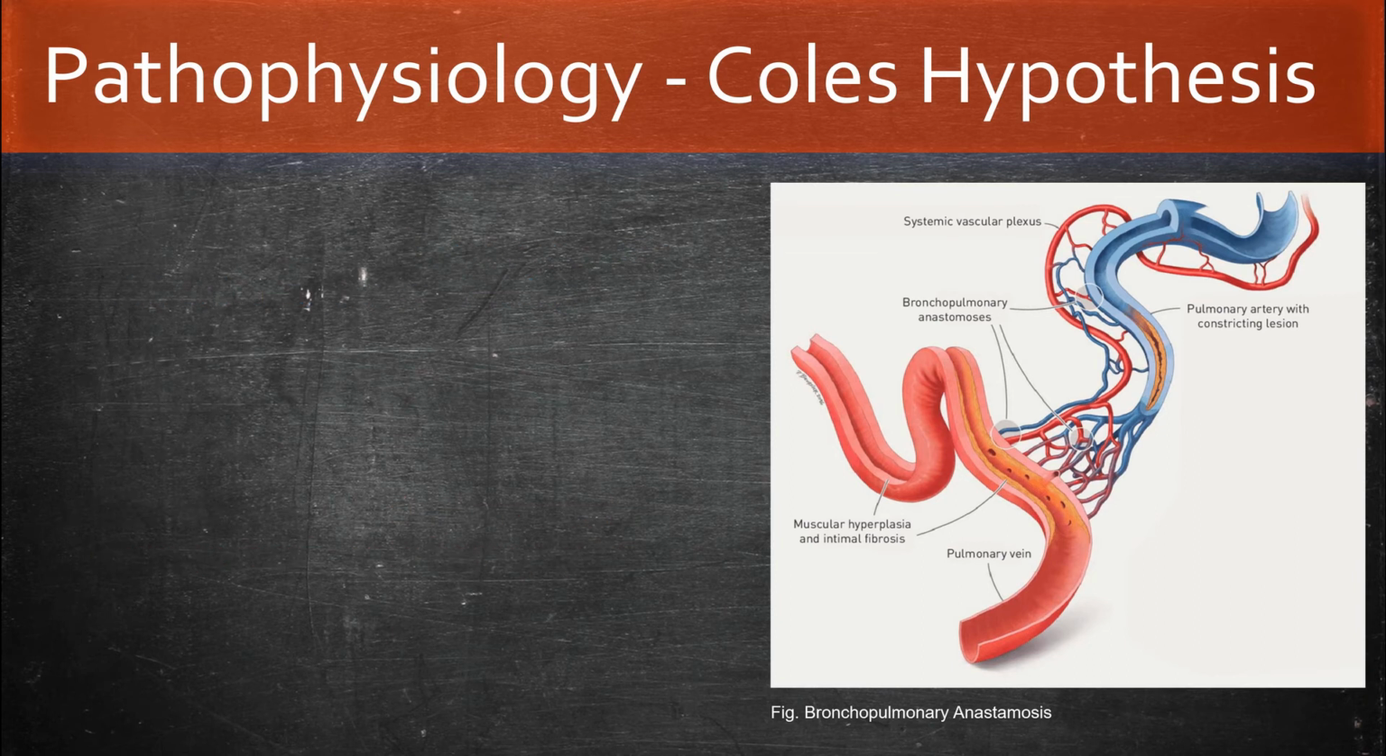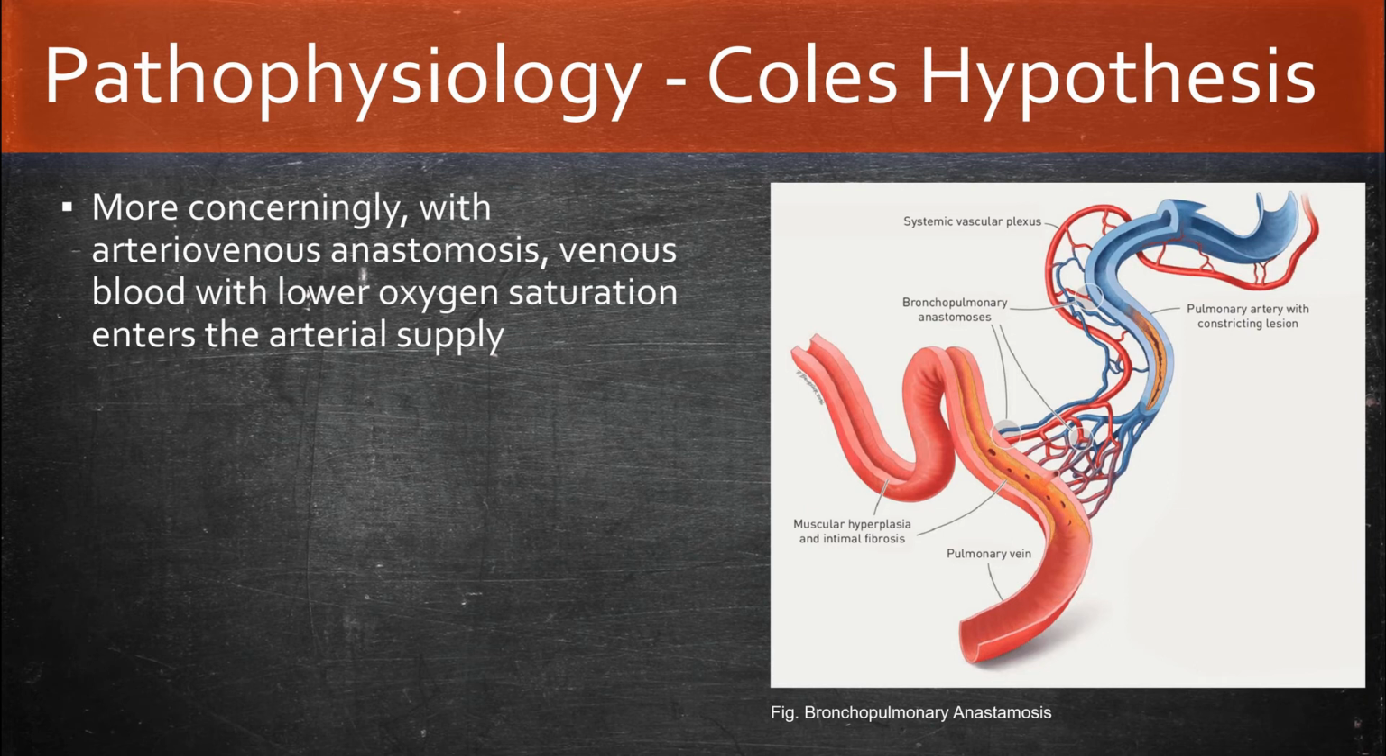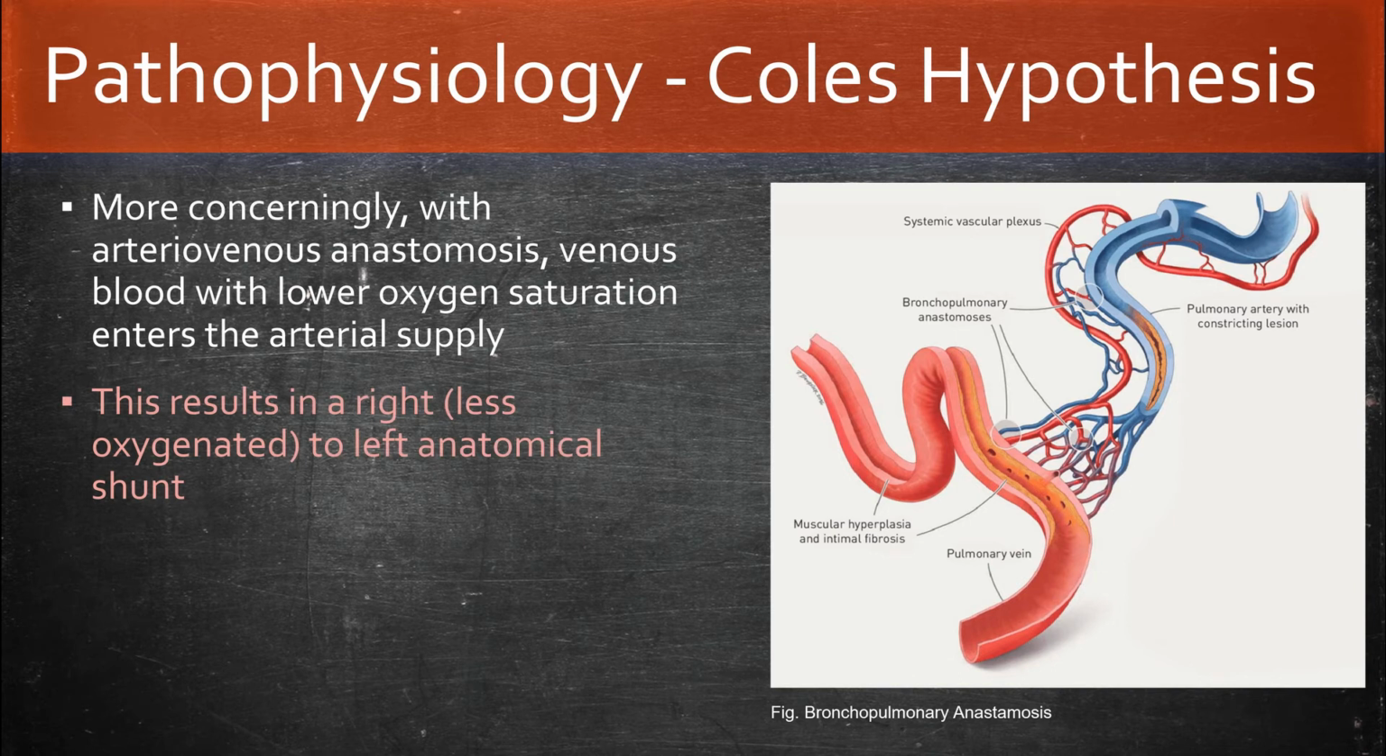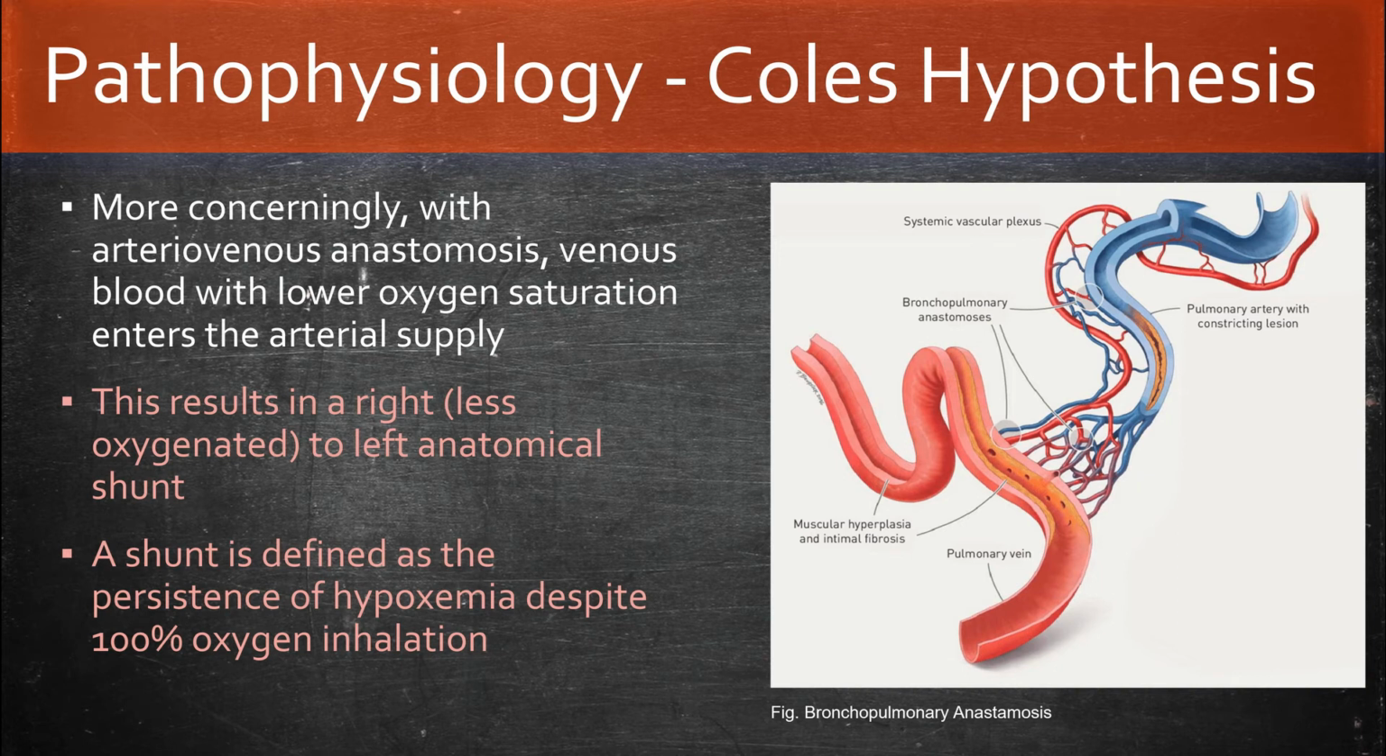However, more concerning with the arteriovenous anastomosis is when venous blood with lower oxygen saturations enters the arterial supply. This results in a right to left anatomical shunt. This shunt essentially results in a VQ mismatch, as ventilation to the lung has not been altered but perfusion has.